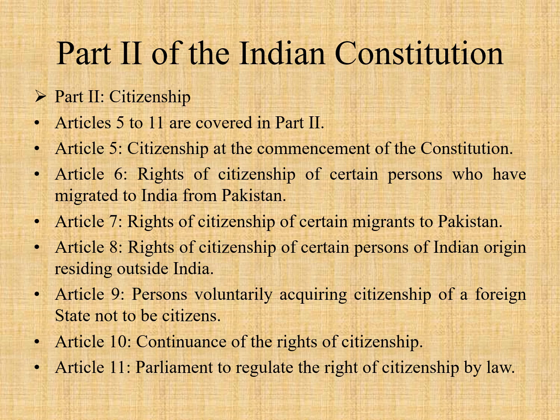Now let us see part 2 of the Constitution. Part 2 refers to citizenship. Articles 5 to 11 are covered in part 2. Article 5. Citizenship at the commencement of the Constitution. Article 6. Rights of citizenship of certain persons who have migrated to India from Pakistan. Article 7. Rights of citizenship of certain migrants to Pakistan.